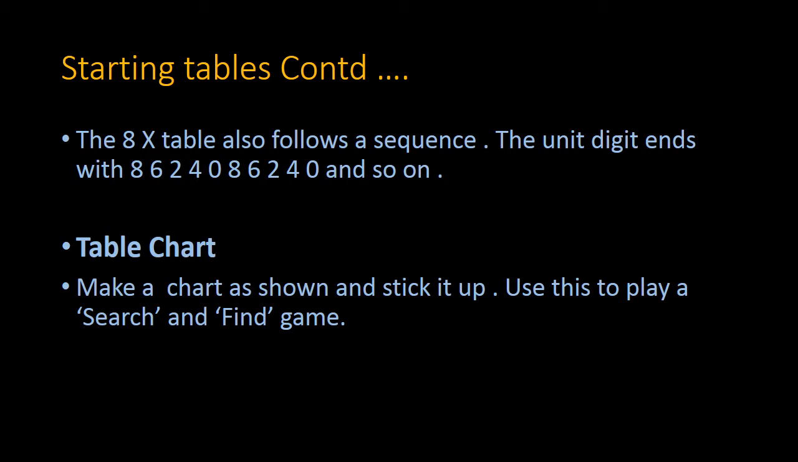Next, I'll come down to the table chart. Now, what exactly is a table chart? A table chart is a big chart that shows you the results of multiplying two numbers. So we have a row, we have a column, and if you take a number in the particular row and then the number in the column, the place where the row and column number meet is the multiple of that number. So here I have this table chart, you can take a printout, paste it in the room, and this can be used to play a search and find game, which will help in enhancing the tables.